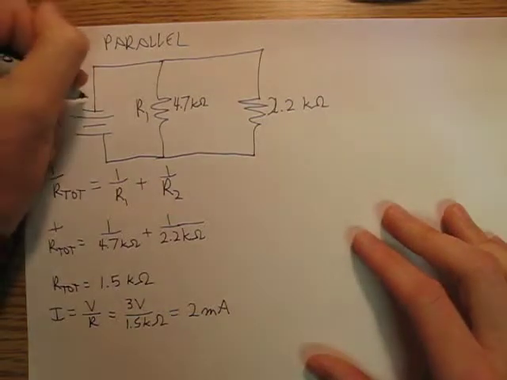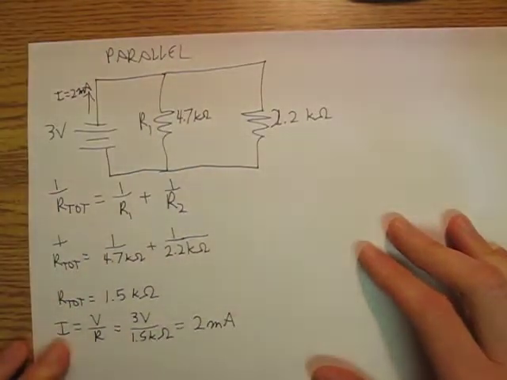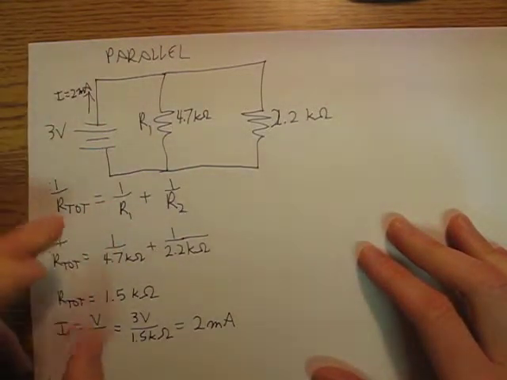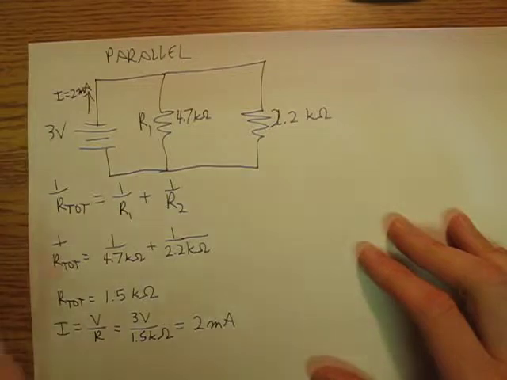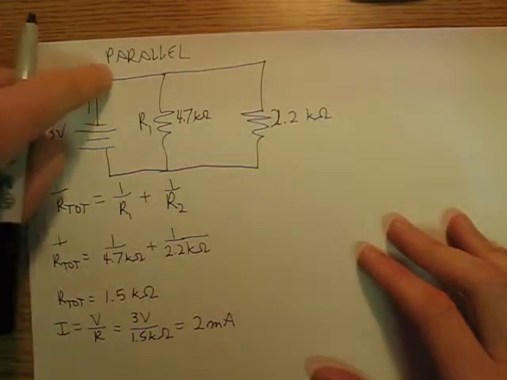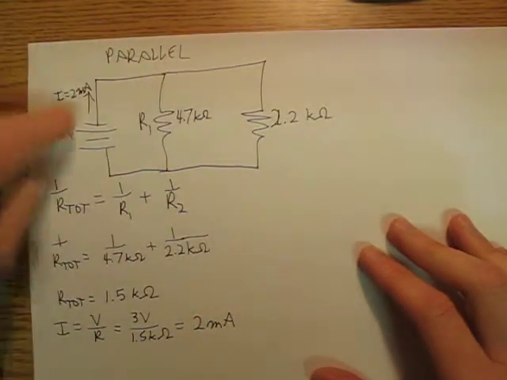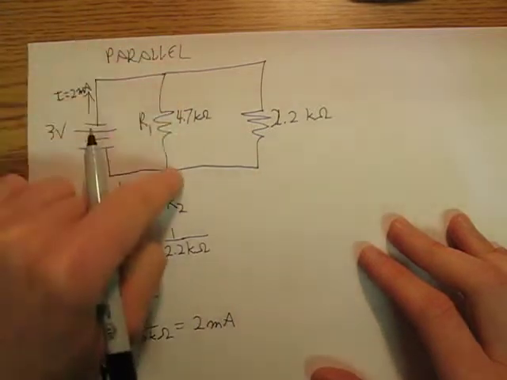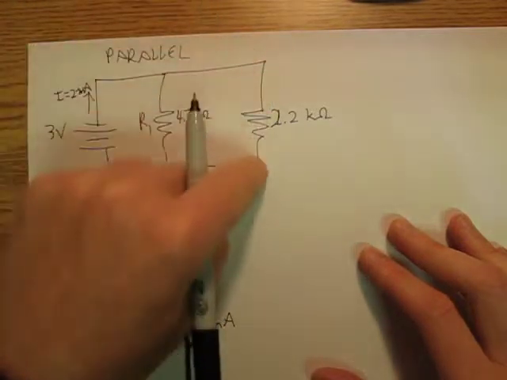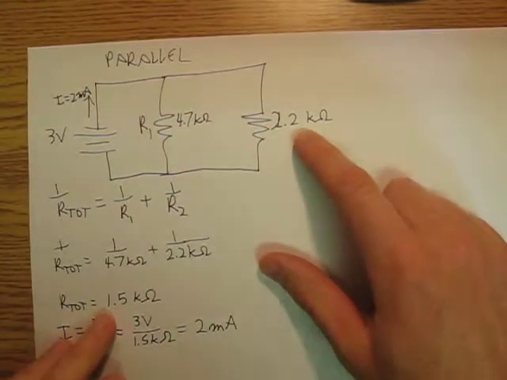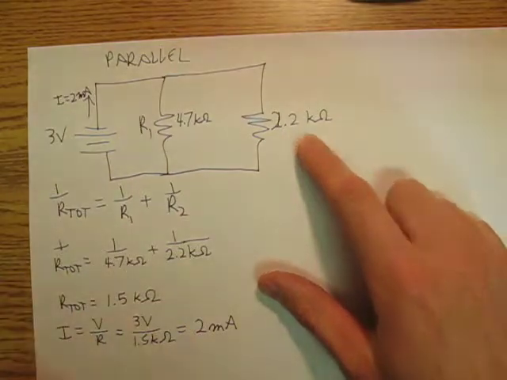Now, before, the current only had one path it could go down. The electrons only had one path it could go down. Now, in this circuit, the current has 2 paths it can go down. There's a little split here. There's a little fork in the road. So some of the current can go this way, and some of the current can go this way. And in fact, what we're going to see is that more of the current is going to go this way because the current wants to go where there's less resistance. So more current is going to go this way, less current is going to go this way.